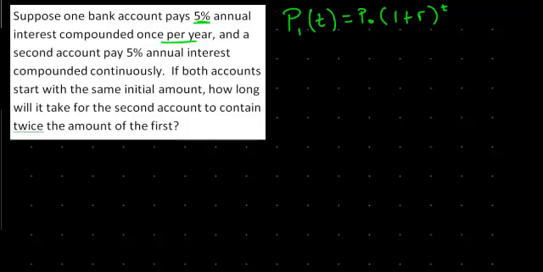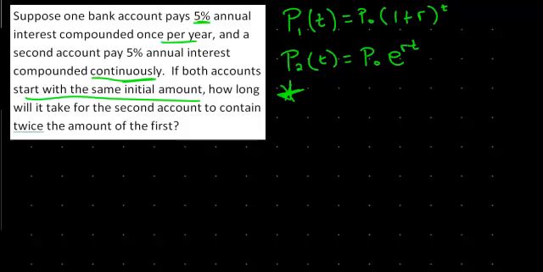Okay, we have a second account here that pays 5% continuously, and both accounts are going to start with the same initial amount. So I'm going to call that account P2 of T equals P naught times E to the RT. Okay, so that's our two accounts, and what we want to know is how long will it take for the second account to contain twice the amount of the first account. That is, how long will it take for this account here to be twice that account.